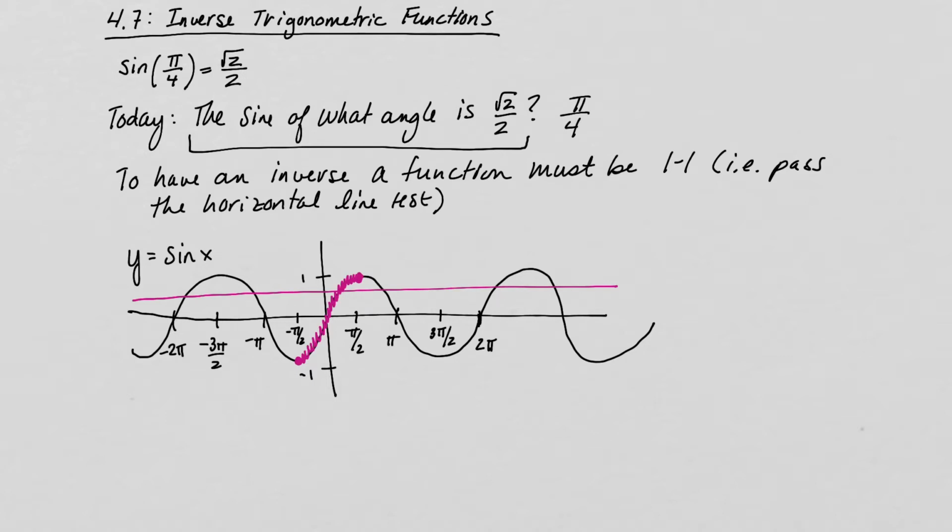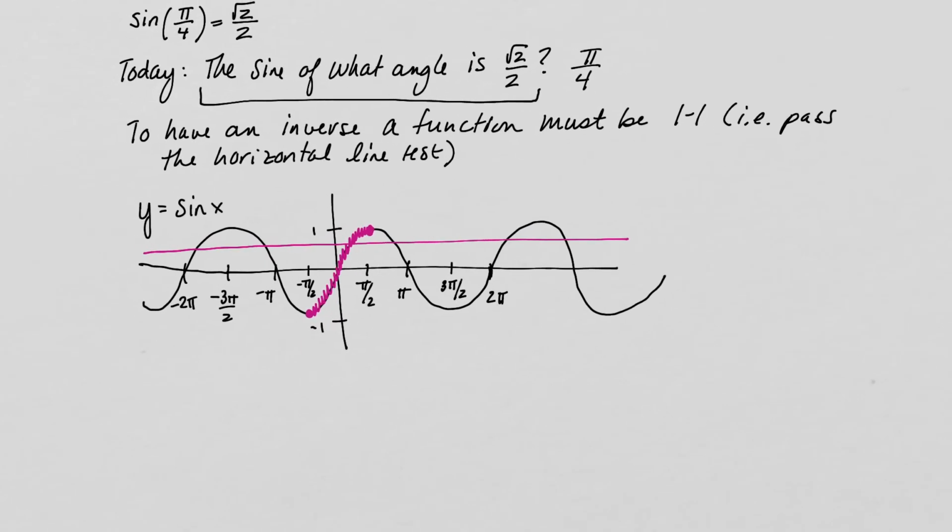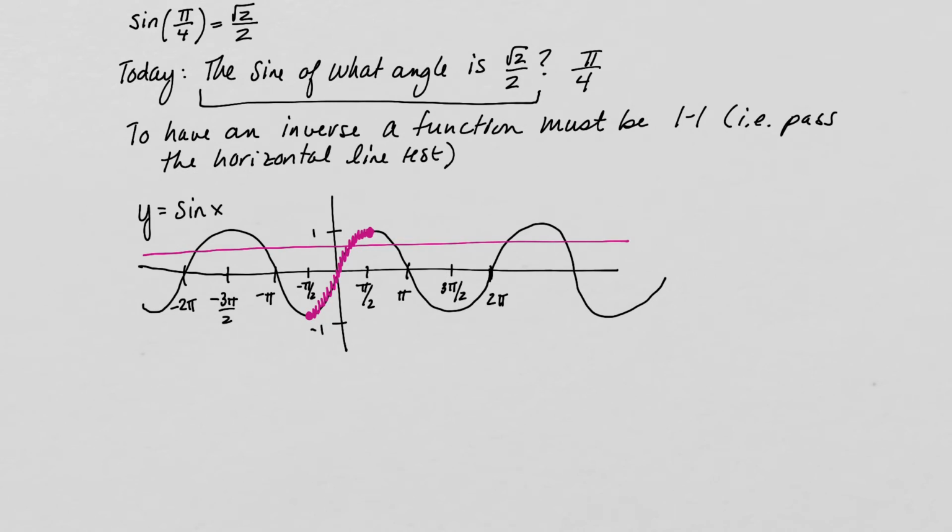So we define the inverse sine so that we only worry about it on the interval from minus pi over 2 to pi over 2. The inverse sine, y equals sine to the negative 1 of x, or another way you could write this is y equals arc sine of x.